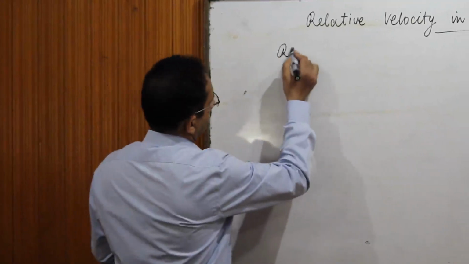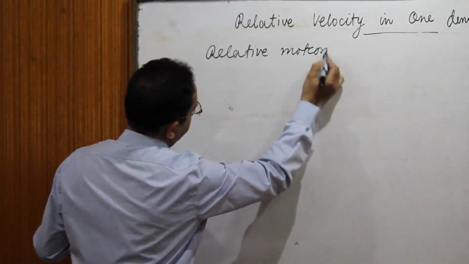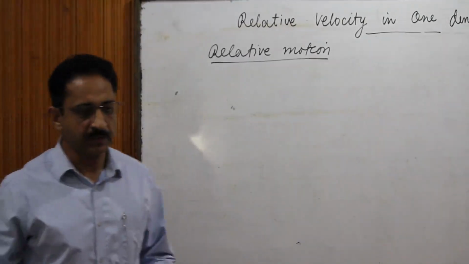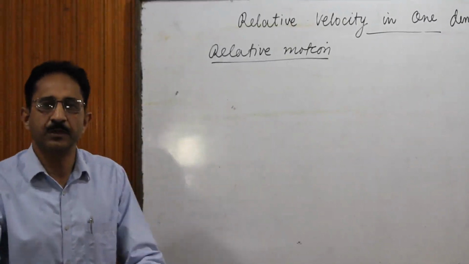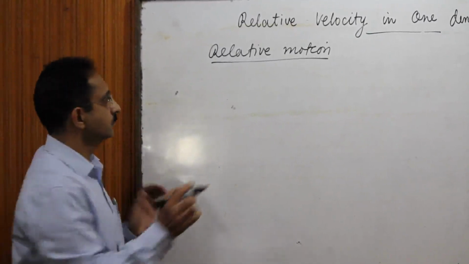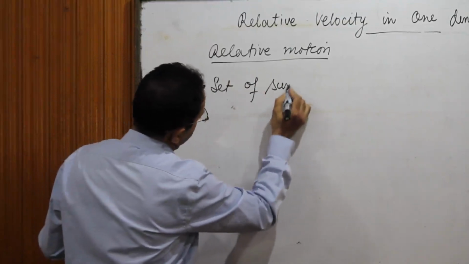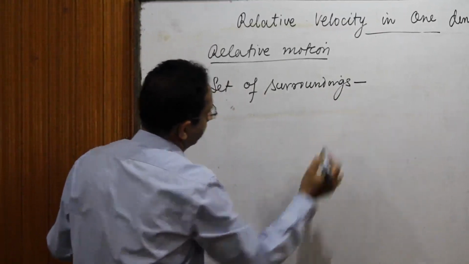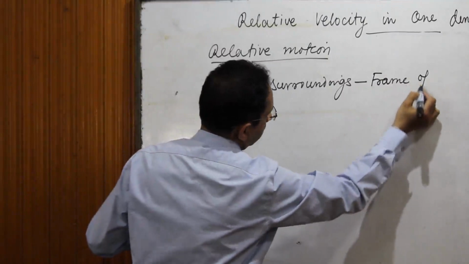Idea of relative motion is different than the concept of motion we have. When we talk about the definition of motion, we say a body is said to be in state of motion if it changes its position with respect to a set of surroundings. So the term set of surroundings that we use here, let's call this set of surroundings a frame of reference.